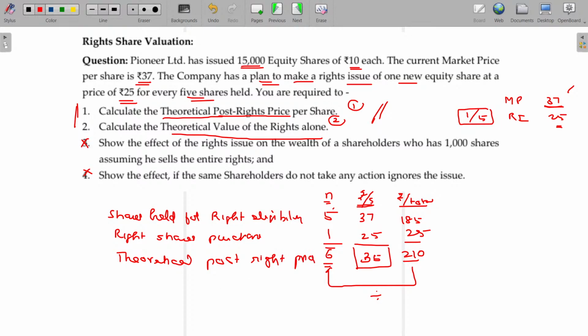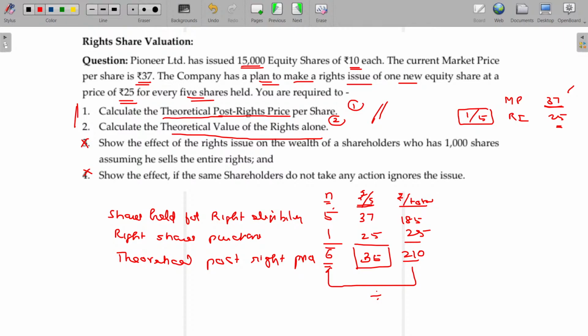Is that clear? So how can you value? Two things are valuable. One is all about what? Theoretical post right price. How can you find out the theoretical post-right price? Shares held for right eligibility first at the market price, then shares acquired due to execution of right at the right price. Now add up the value and add up the number of shares. 210 is the overall amount you paid for procuring 6 shares, means what is the amount you are paying per share? 35. Is that clear?